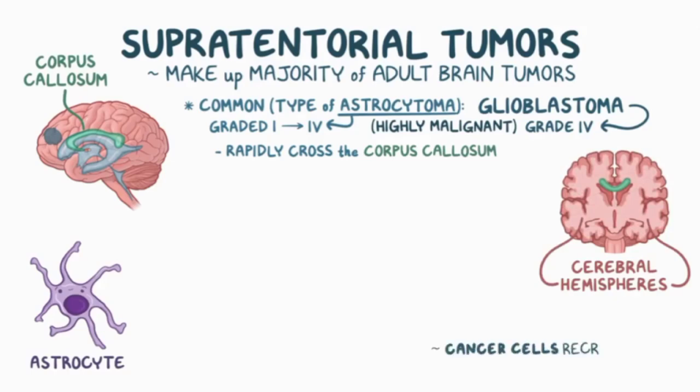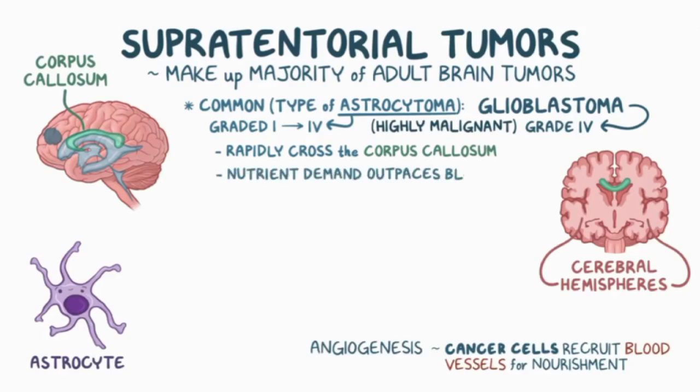Cancer cells typically recruit blood vessels to provide them nourishment in a process called angiogenesis. But glioblastomas proliferate so fast that even with angiogenesis, their nutrient demand outpaces the blood supply.